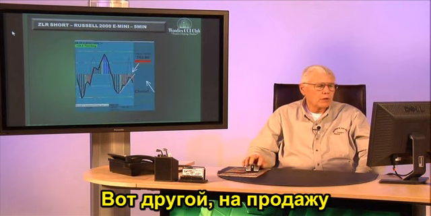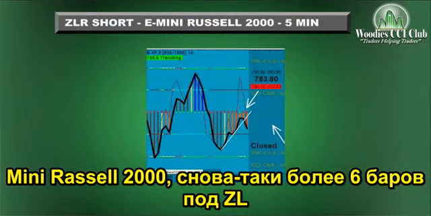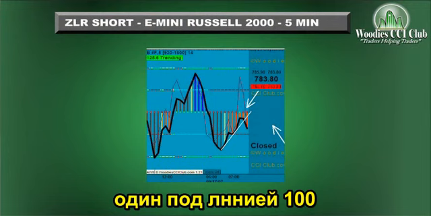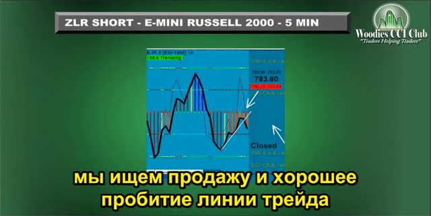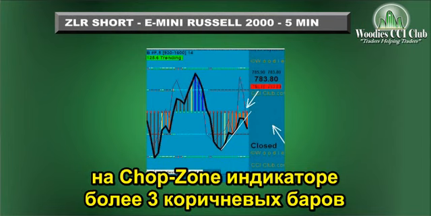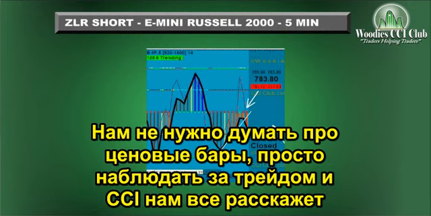Here's another one to the short side on the Russell. Again, we've been below the zero line for more than 6 bars. We've been below the minus 100. We come back inside the minus 100, and we're looking for shorts. Nice trend line break. Chop zone indicator has more than 3 brown, sidewinder yellow or green. We don't need price bars. We just watch this trade and the CCI tells us the story.